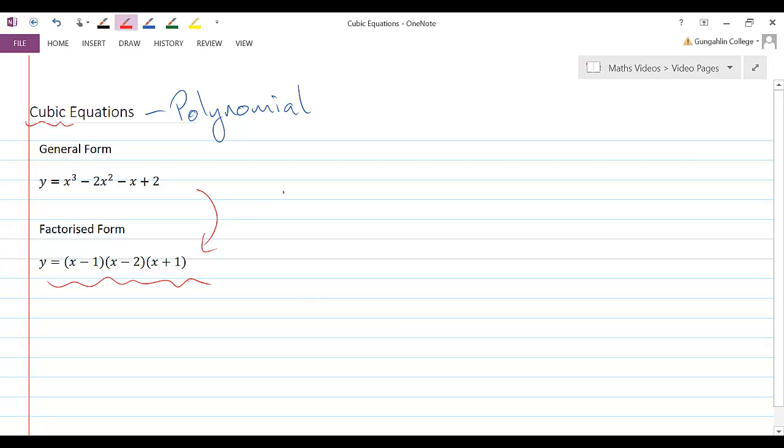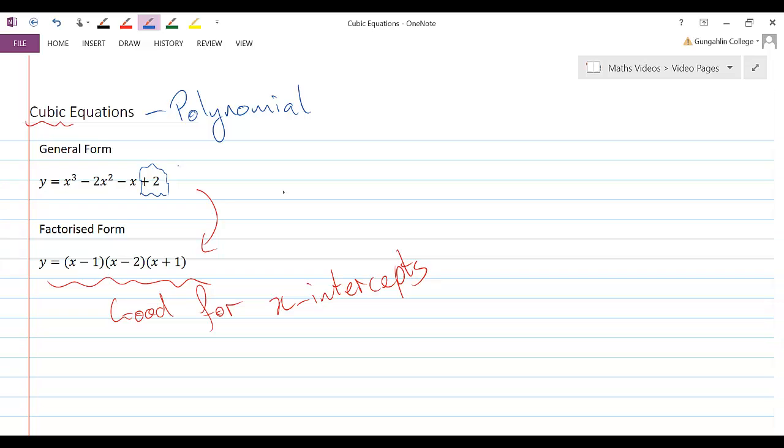Now, as with quadratics, factorized form is really good for finding x-intercepts. And that's what we're primarily going to use it for. We're going to use it to find the x-intercepts of the cubic. The y-intercept we can get by looking at the constant term in the general expansion. And as far as our sketching goes, that's all we're going to be wanting to look at. We're going to mark our x-intercepts and mark the y-intercept on.